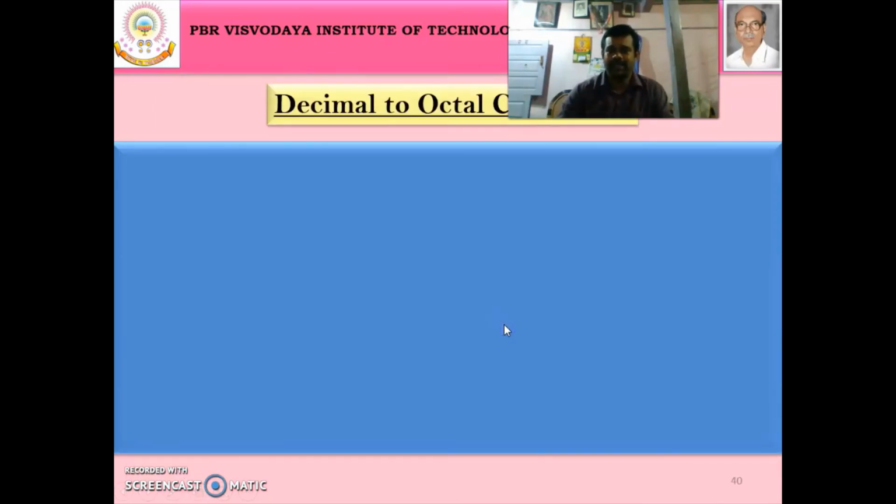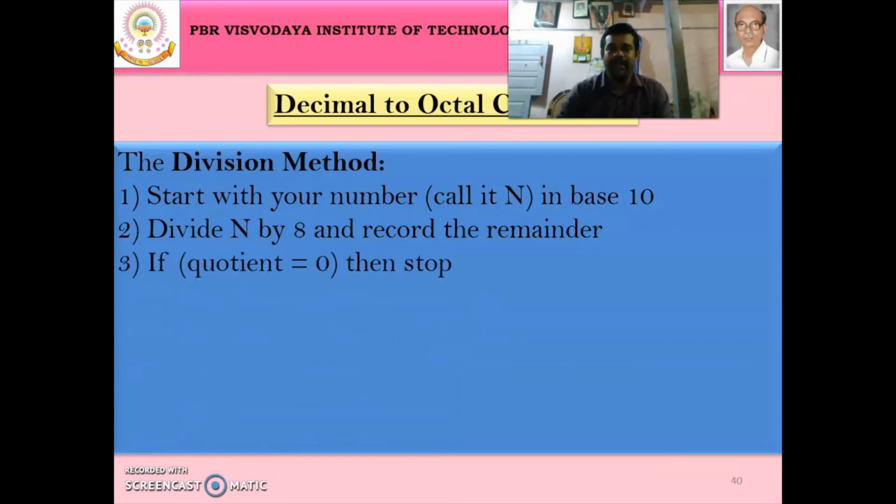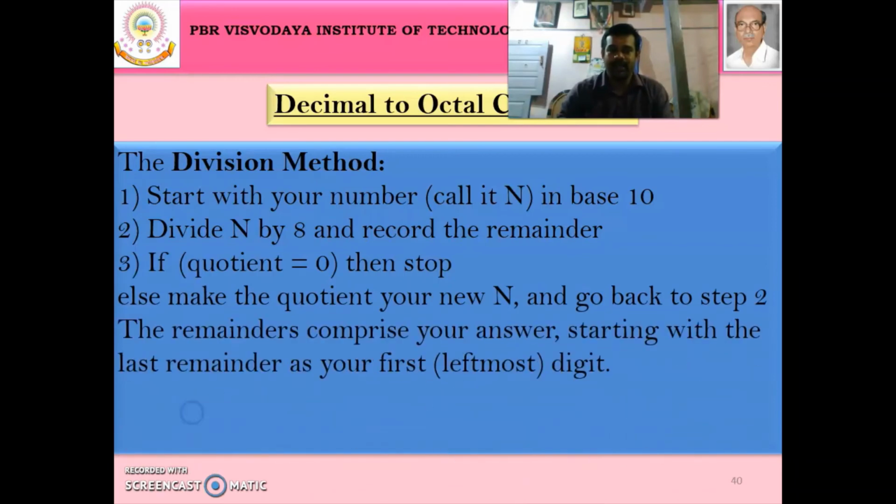Now next is decimal to octal conversion. So how we are doing is we are dividing the number by 8 till we are getting the quotient as 0. Then we are recording the remainders and we are taking that as the result.